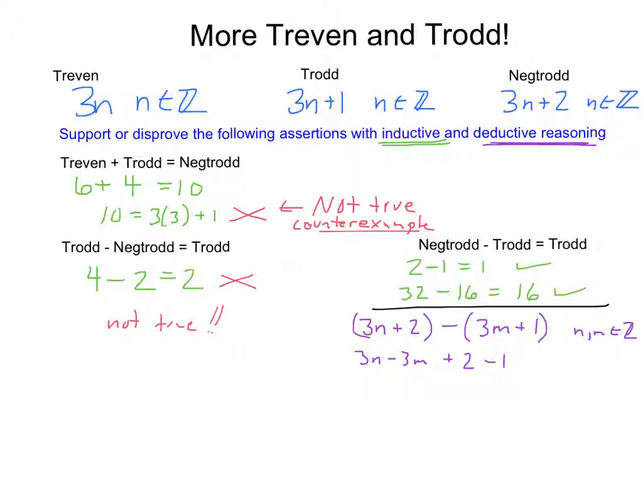Okay, so over here, we're going to factor. And then after that, we're going to combine 2 minus 1, that is 1. And this whole thing here, n minus m, that's just going to be an integer. So we could replace that with something else. And we get some form of 3 times this number, n minus m, plus 1, and that whole thing is trodd. We set out what we meant to do, that neg trodd minus trodd is trodd. We've proven what we wanted, and we are all set.